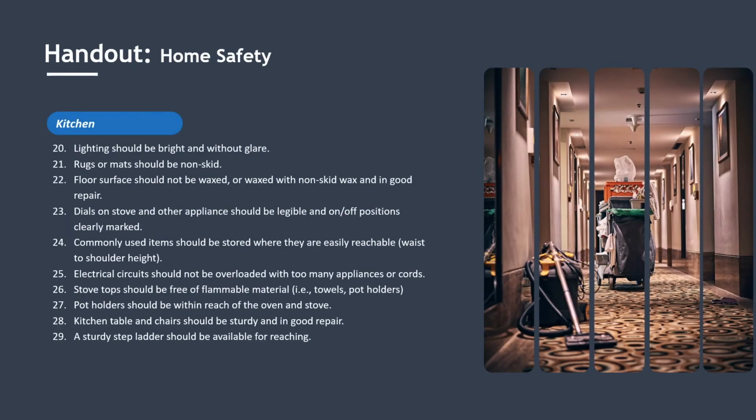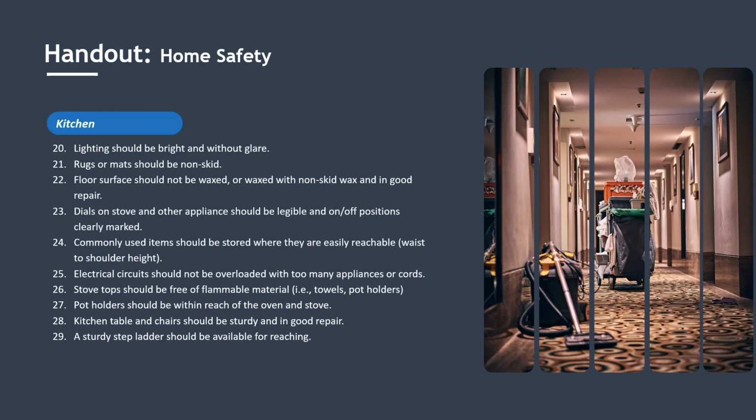In the kitchen, lighting should be bright and without glare. Rugs or mats should be non-skid. Floor surfaces should not be waxed or waxed with non-skid wax and in good repair. Dials on the stove and other appliances should be legible and the on-off positions clearly marked.